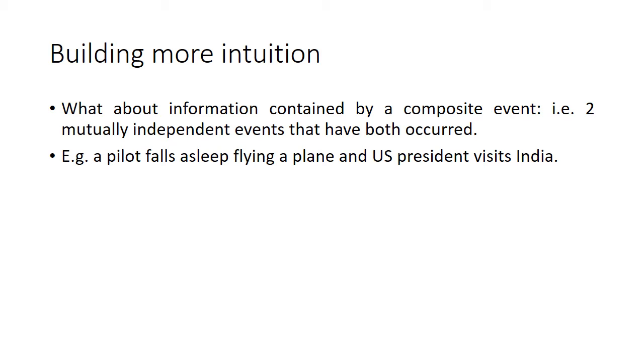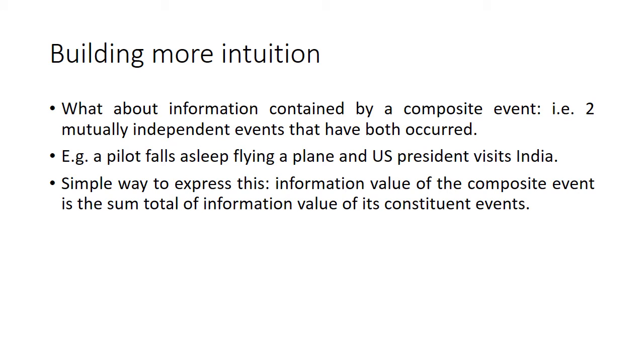These are completely two independent events. Okay, and let's say that this composite event has happened. When I say this composite event has happened, I mean that both of these individual constituent events have happened. So what is the way I can express the information of this composite event? It's simple. The information content of this composite event is the sum total of information content of its constituent events. As simple as that. Take a moment to think about it as to why this is true, but it's very logical.